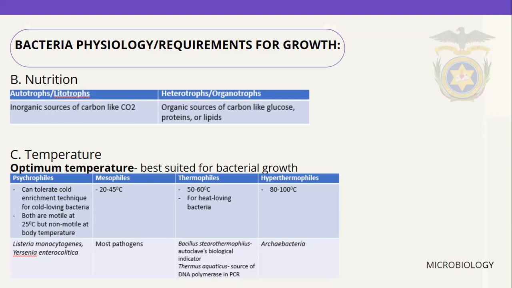Next, we have the thermophiles that grow at 50 to 60 degrees Celsius, and they are also called heat-loving bacteria. So we have here the Bacillus stearothermophilus, which is our autoclave's biological indicator, and the Thermus aquaticus, which is the source of DNA polymerase in PCR. The last one, we have the hyperthermophiles, and these are organisms that can grow at 80 to 100 degrees Celsius. For example, we have the Archaebacteria.